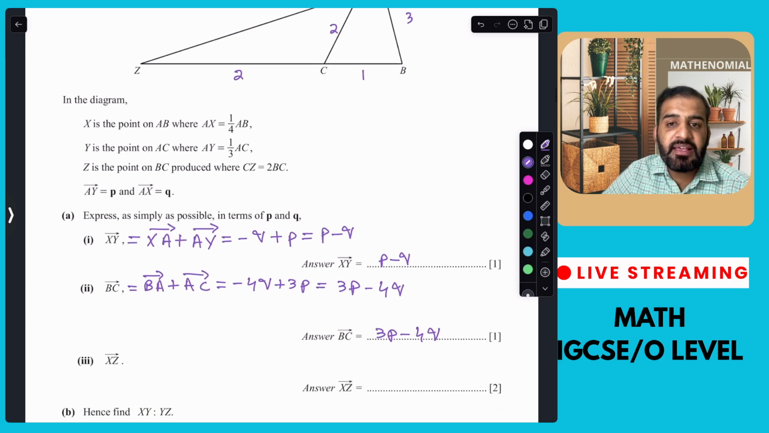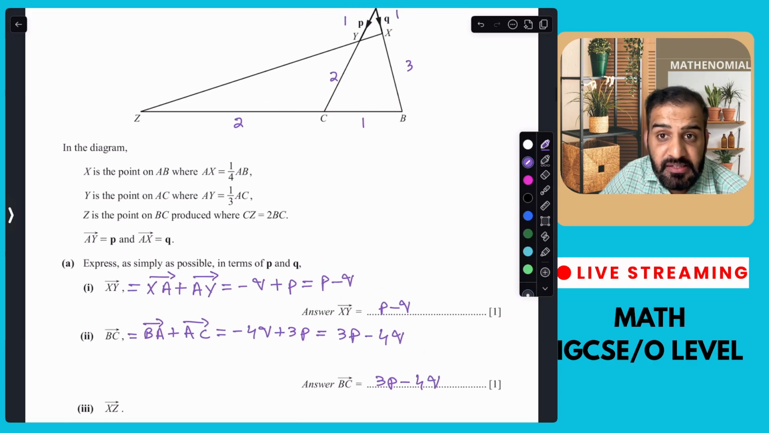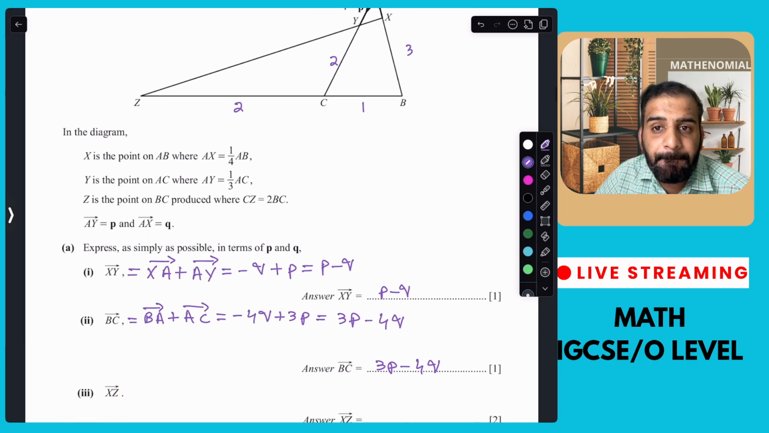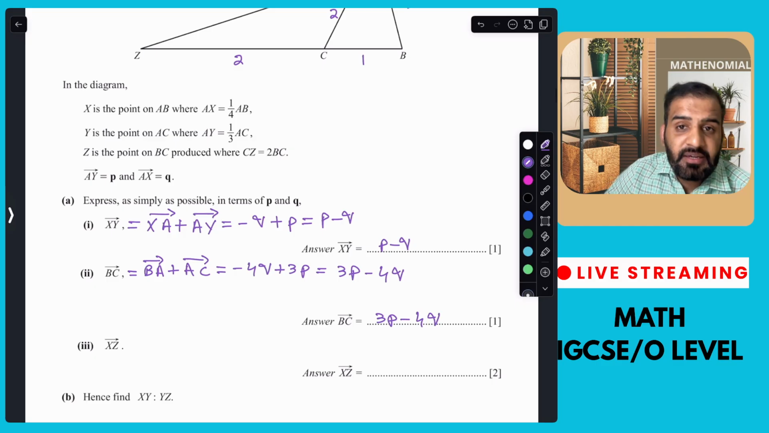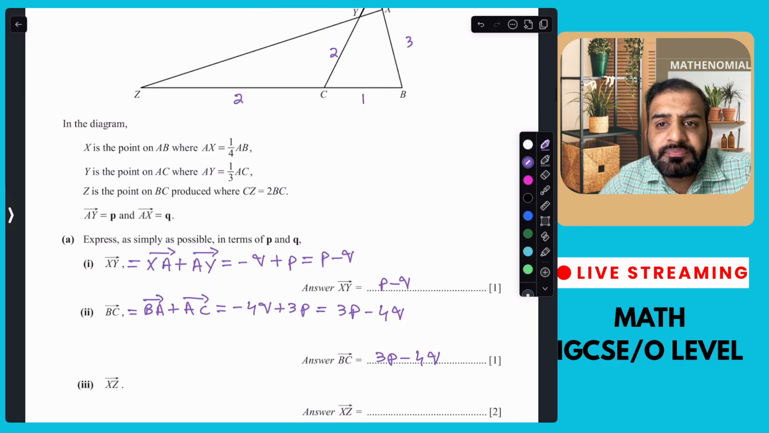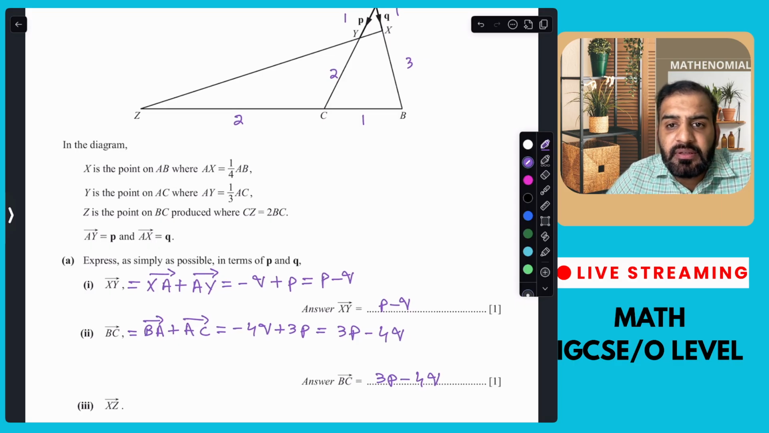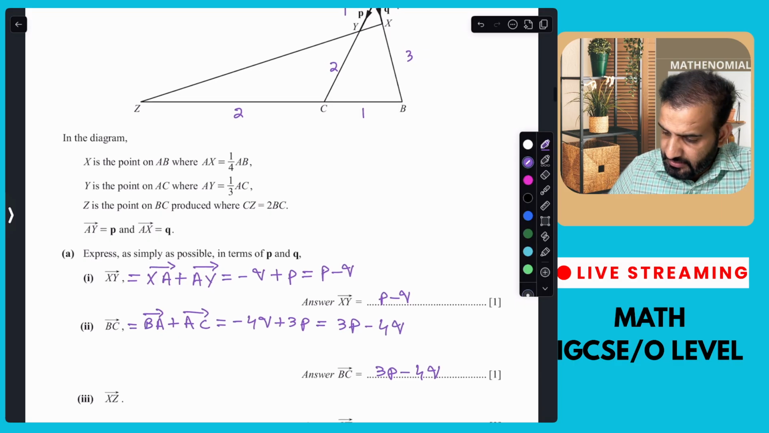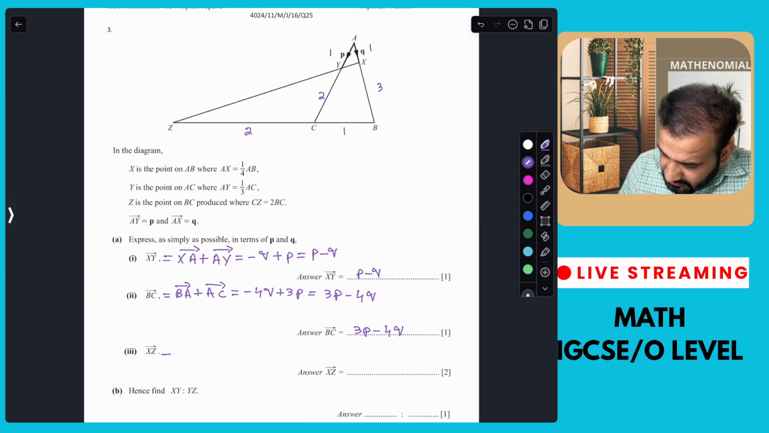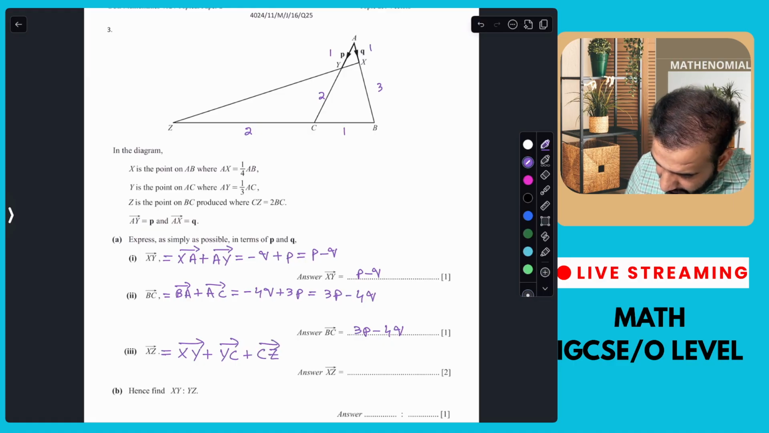So the next question is XZ. Find XZ. So X to Z. Let's come from X to Y and then Y to C. So X to Z means come from X to Y because we have found in part 1, plus Y to C, plus C to Z. So what is XY? XY is P minus Q.